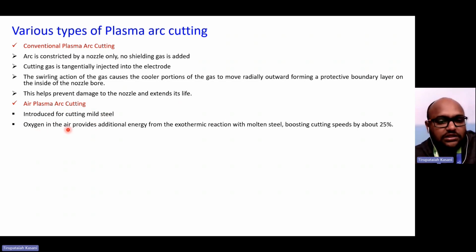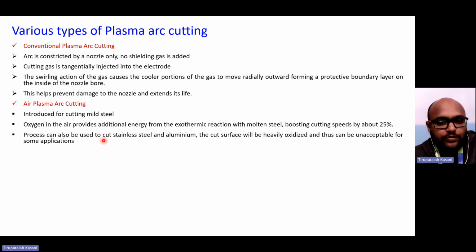Oxygen in the air provides additional energy from the exothermic reaction with the molten steel, boosting cutting speeds by about 25%. See here, boosting the cutting speeds about 25%, meaning cutting speeds are high. Why? Because the oxygen in the air provides additional energy from the exothermic reaction with the molten steel. That is the reason why, due to the presence of direct air, the oxygen in that air is responsible for providing the additional energy.